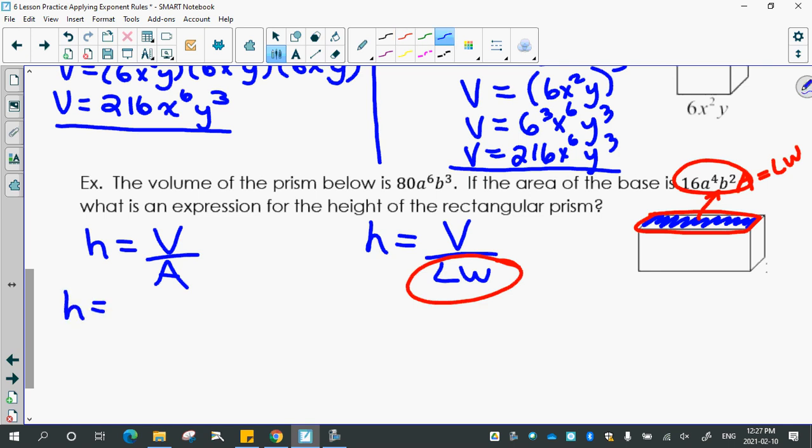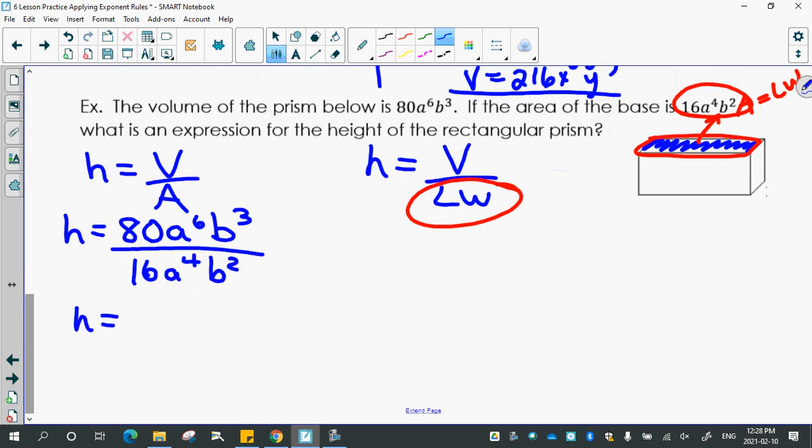So then that would be 80 a power 6, b cubed, over 16 a power 4, b squared, and that would equal 5 a squared b. Awesome.